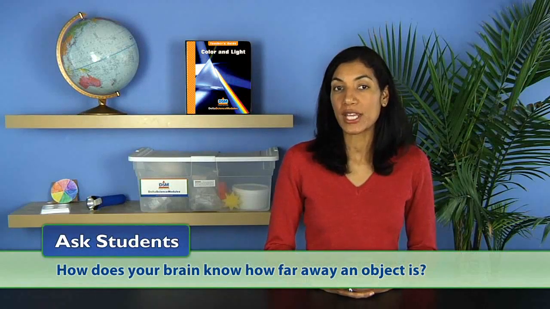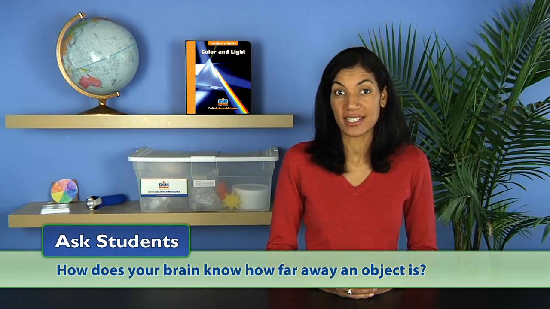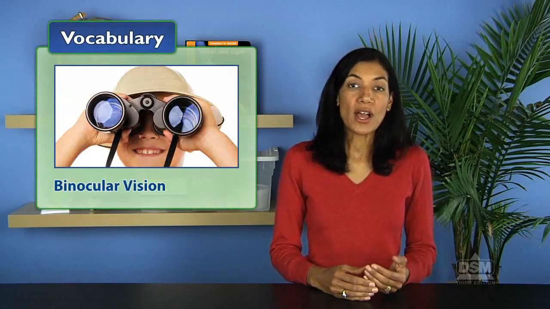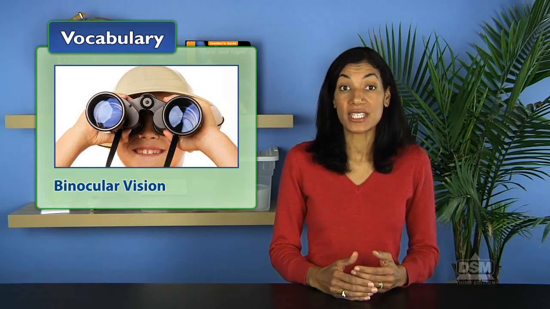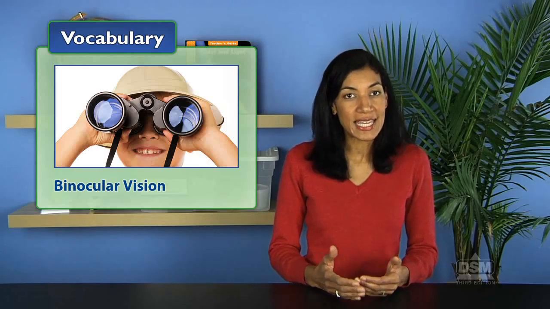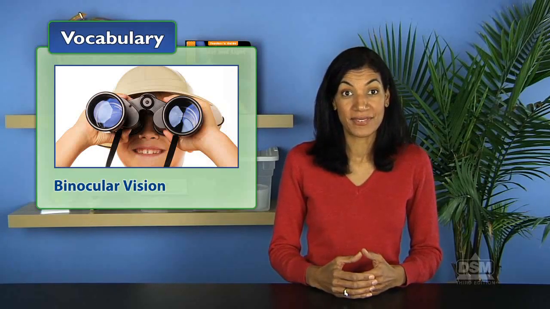To begin the activity, initiate a class discussion by asking, how does your brain know how far away an object is? Accept reasonable answers, then explain that binocular means 2 eyes. When we look at an object with both eyes, our brain actually receives 2 slightly different images. Binocular vision enables us to perceive depth and distance because of the differences in the images from each eye.